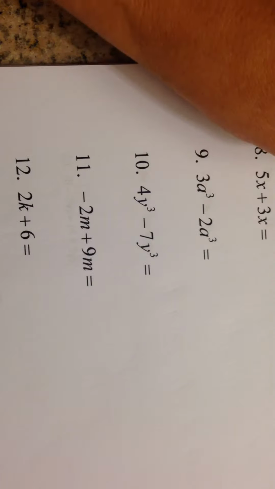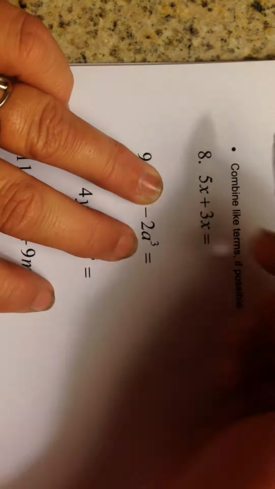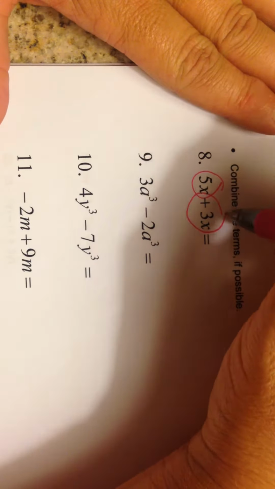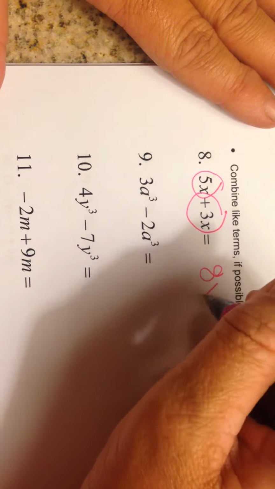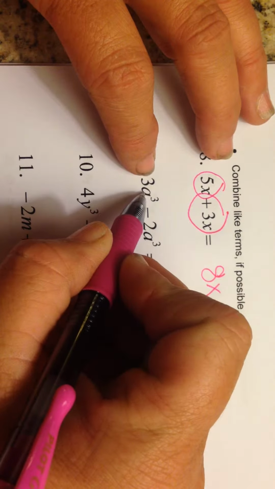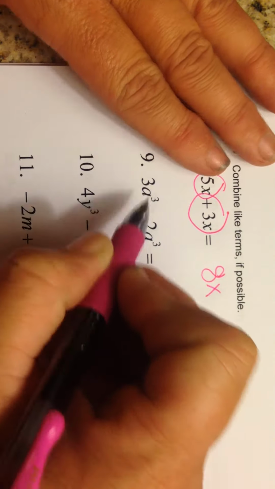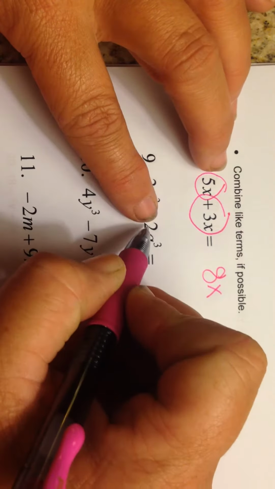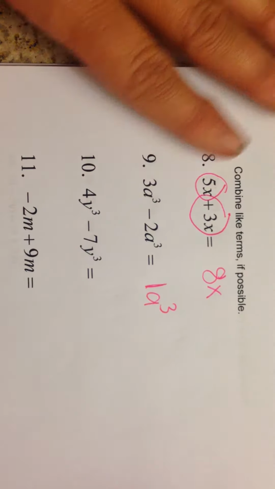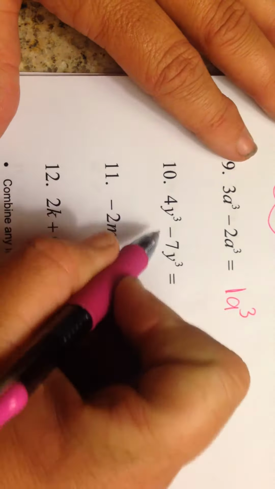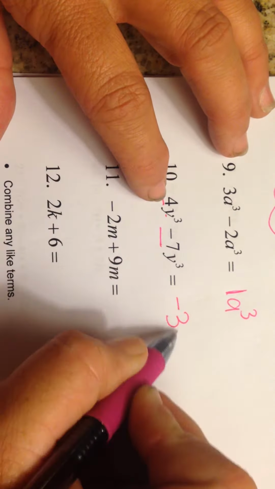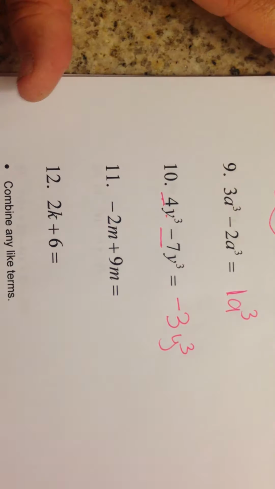So to combine like terms, it's like apples and oranges. Think of x's as apples. If I have 5 apples and I add 3 apples to it, I now have 8 apples or 8 x's. If I have 3a cubes and I take 2a cubes away, then I'm left with 1a cubed. 4 and negative 7 are negative 3, and we do not change the variable or the base.